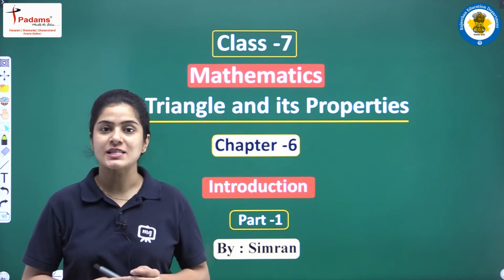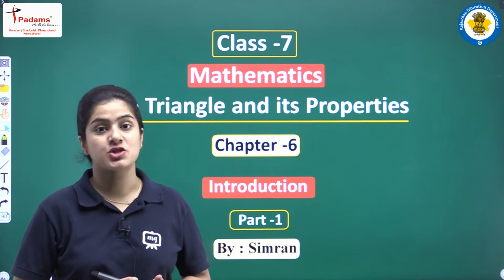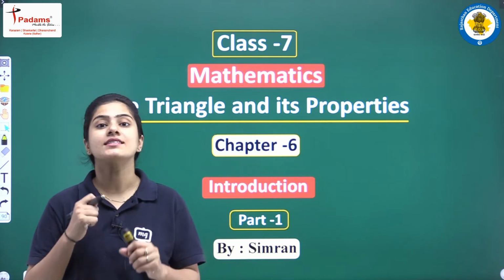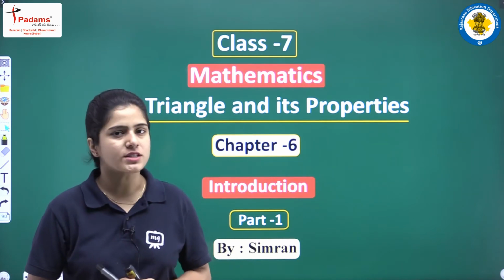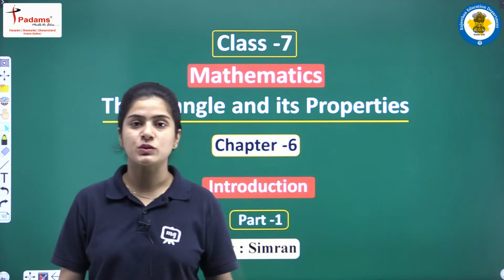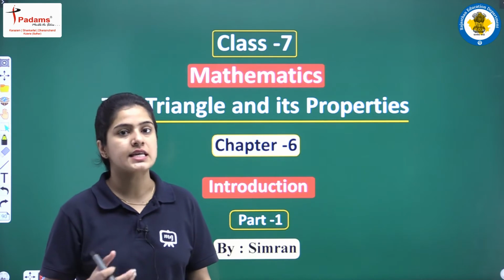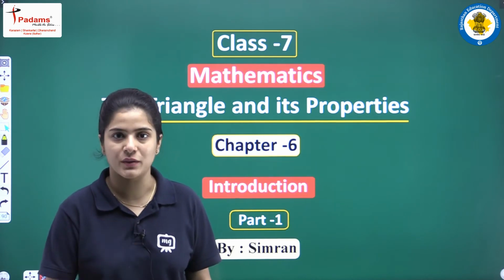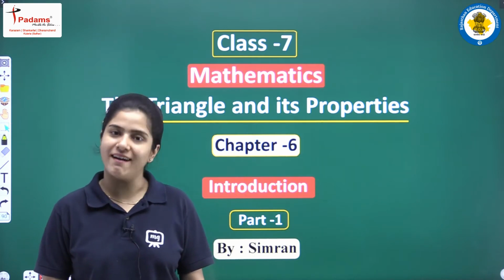Students, in the last class we have already completed our chapter number 5. Okay, so today we'll be doing the 6th chapter. What is the 6th chapter, students? Triangle and its properties. Okay, students, so we'll learn about the triangles and what are the properties that a triangle is having. We're going to learn these concepts.